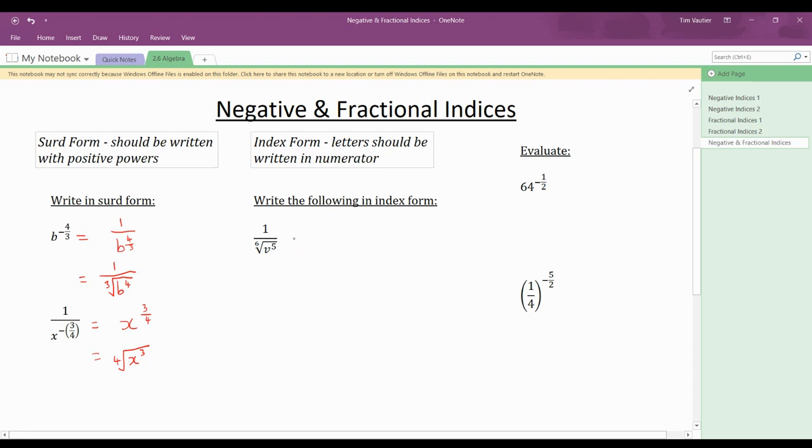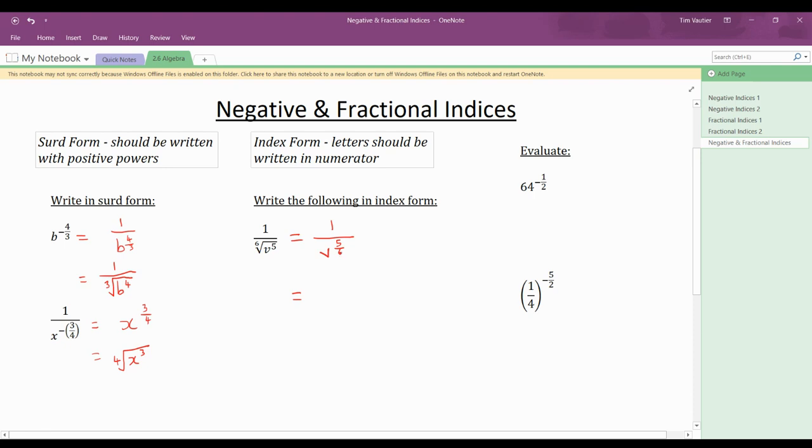All right. This one here, we want to write this in index form, and with index form, we want to end up ultimately with the letters in the numerator. If you're asked for index form, that's what you want to do. And so, first of all, let's change it so that we have a fractional power. And so it's on the bottom at the moment, but we can rewrite this. So we've got v to the power of 5. So 5 is in the numerator of our fraction, and we've got a 6th root. So that means we've got 6 in the bottom of our fraction. So we've got 1 over v to the power of 5 over 6.